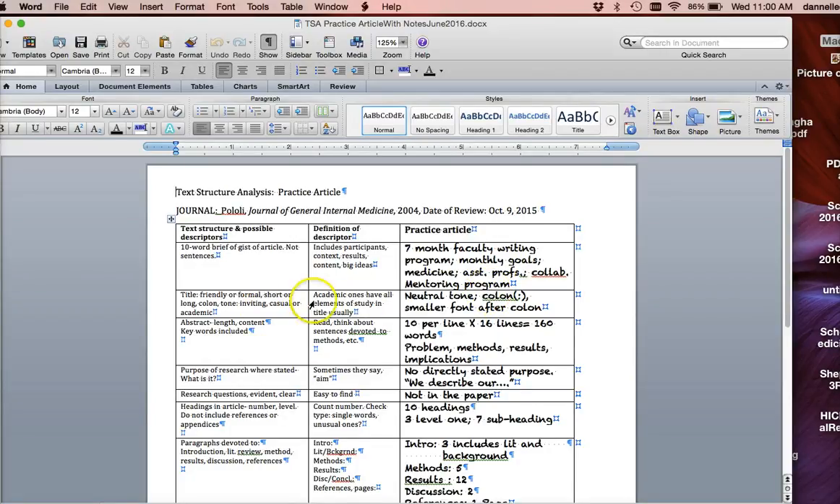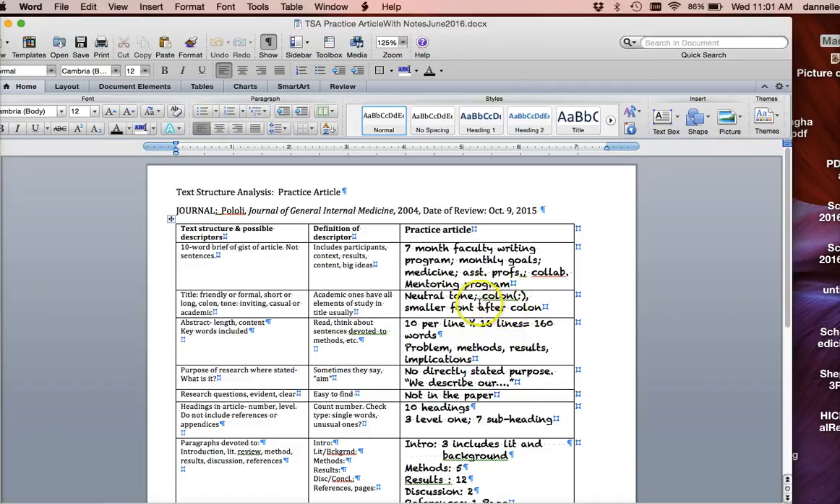The next thing you want to look at is the title, and try to figure out, is it friendly or formal, short or long? Is there a colon? Is it inviting, casual, or academic? And usually a title has all the elements of the study in the title. But do read it carefully, because that's the first thing that people read when they decide whether or not they're going to read your article. So you want to know what is a title that is typical in this journal. So this one, you might say it has a neutral tone, there's a colon, there's a smaller font after the colon. Those are just things I noticed about that title.